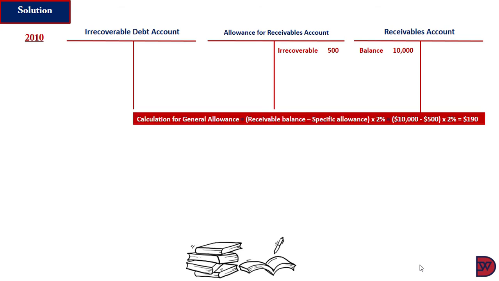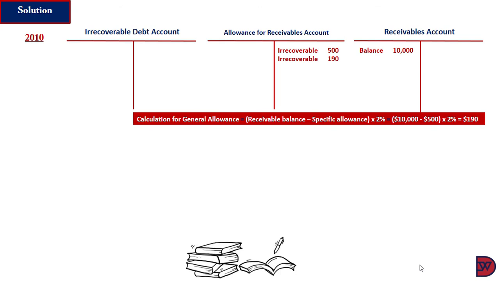Now, for us to be able to get a general balance, as we said earlier, we'll pick the receivable balance, which is $10,000. Then we will net off irrecoverable debt if there was, but we don't have any in this question, so it is 0. Then we will less the specific allowance, which is $500, from it, before we multiply the 2% on the net. So we pick the $10,000, less $500, which is the specific allowance, multiply by the 2%, and it will give us $190. So we come to the allowance for receivables account and credit it $190.